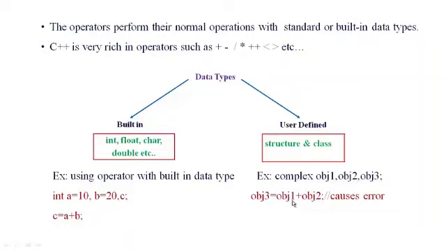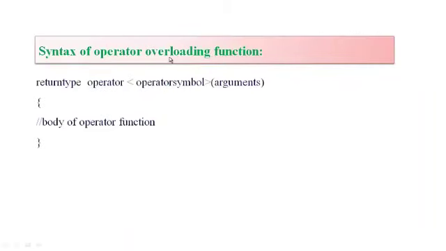When we apply these operators with user-defined data types, then we have to define an operator overloaded function. So, in C++, we can make operators work for user-defined classes by using an operator function. This is the syntax for the operator overloading function.